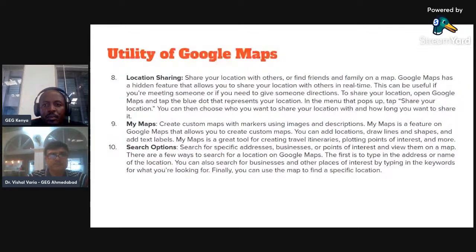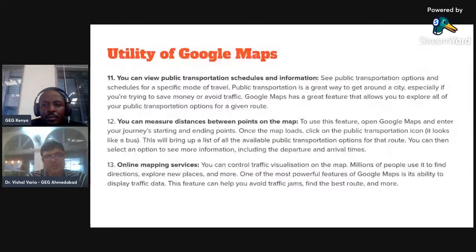You can view public transportation schedules and information. This may not be available for all the nations around the world. It is mostly available in the developed nations, right? You can measure distances between points on the map. This is again a very useful feature. Like if you want to organize a marathon, you can calculate the distance between the points, the route distances, and you can share it with your audience, with the participants.